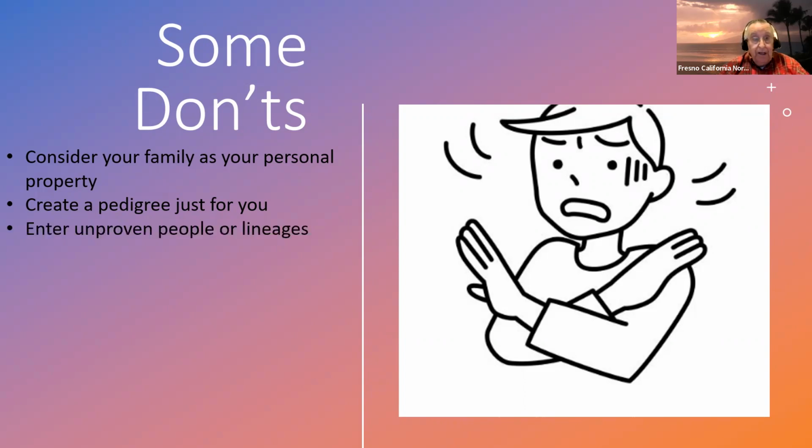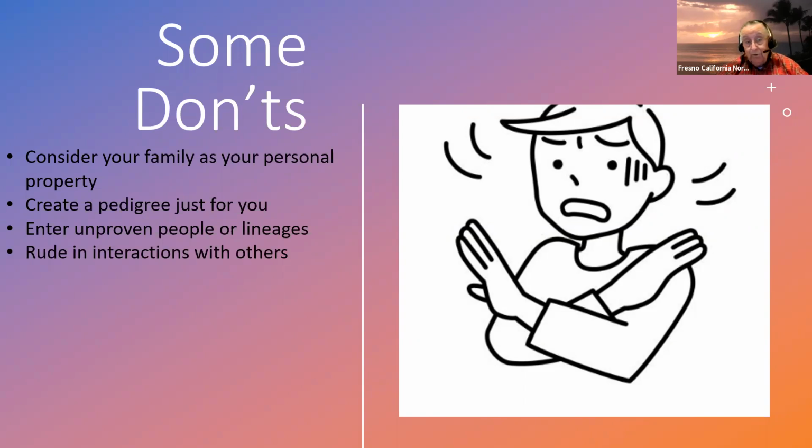And don't enter unproven people or lineages. This is not the place to test theories. Do your theory testing somewhere else, and then once you've settled that this is authentic, then put it in FamilySearch. Don't put your theories and guesses there because other people will treat it as if it's the real thing. And you really don't want that to happen, especially when it comes to temple work.